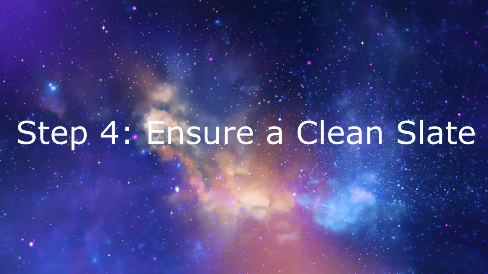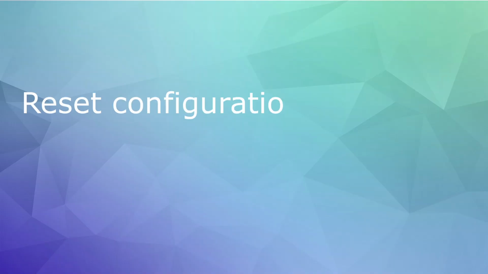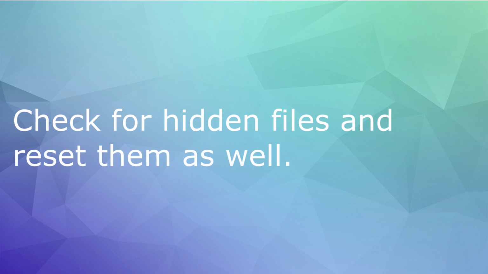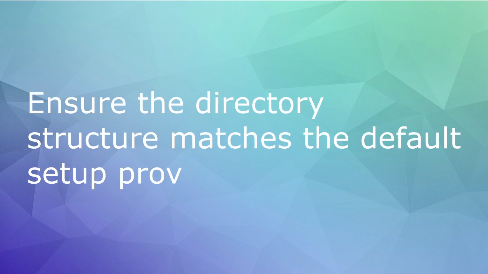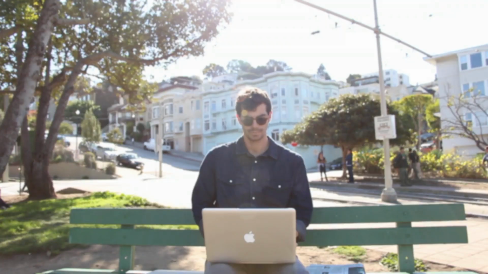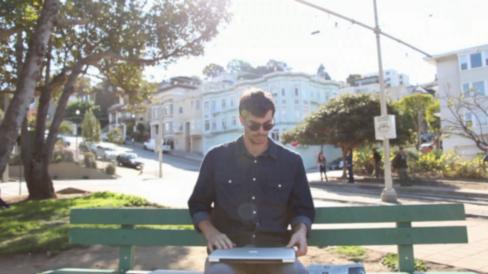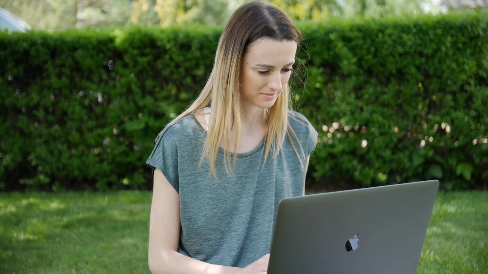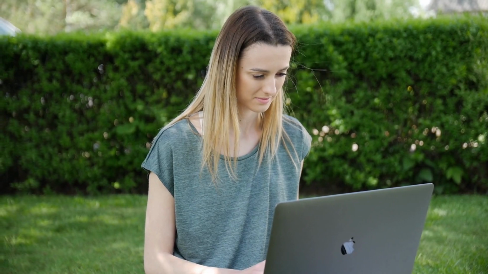Step 4. Ensuring a clean slate. To achieve a truly default setup, follow these additional steps. Reset configuration files like .htaccess and .php.ini to default settings. Check for hidden files and reset them as well. Ensure the directory structure matches the default setup provided by your hosting provider. And that's it! Your cPanel should now be in its default setup and ready to start a new project. To reconfigure the settings, you can always use the backed up files and data for a fresh start.